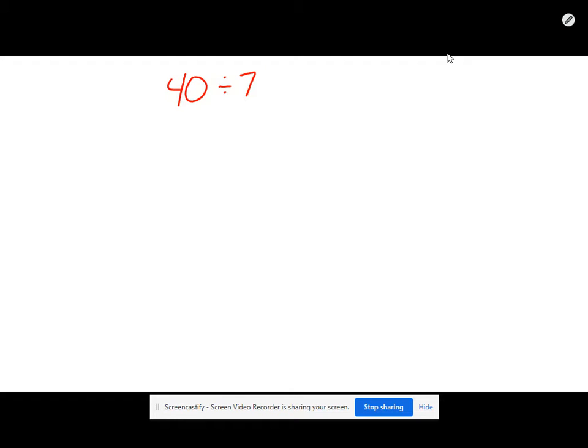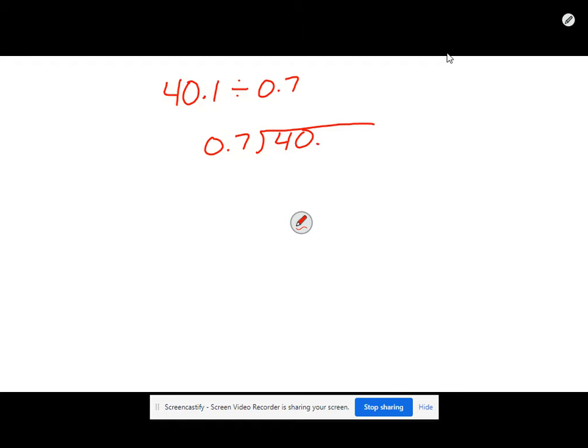Okay, so as long as we're doing long division, let's throw in some decimals. So if we have 40.1 divided by 0.7, we set it up like this, 0.7 divided into 40.1. The first thing we want to do is take care of the decimal point that's outside of our dividend. If we move this decimal point this way, we're going to move this decimal point this way.